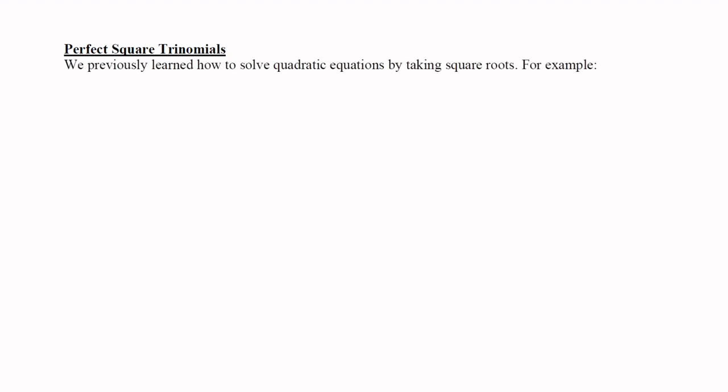We previously learned how to solve quadratic equations by taking square roots. For example, you have (x - 2)^2 = 80. Take the square root of each side, keeping in mind that you have to do plus or minus the square root of 80. We can simplify that square root and add 2 to each side to get 2 plus or minus 4 square root of 5.